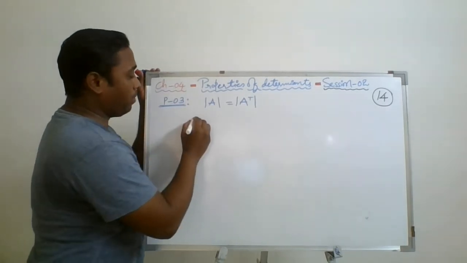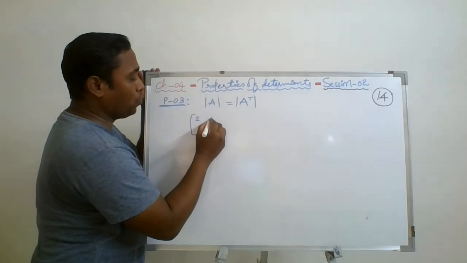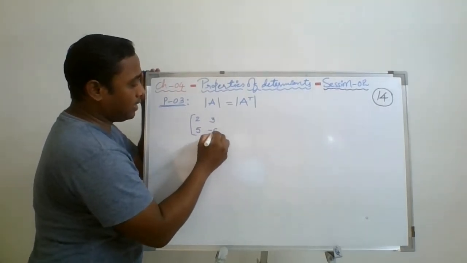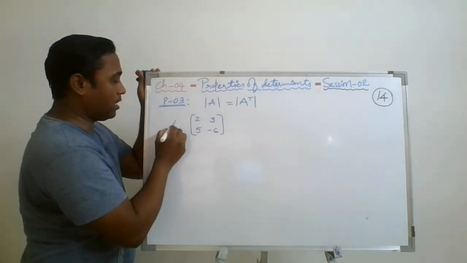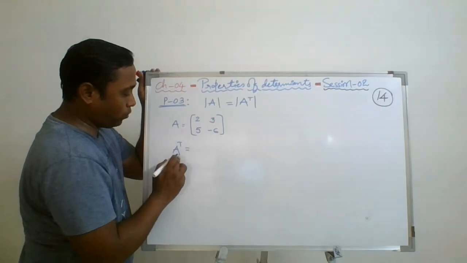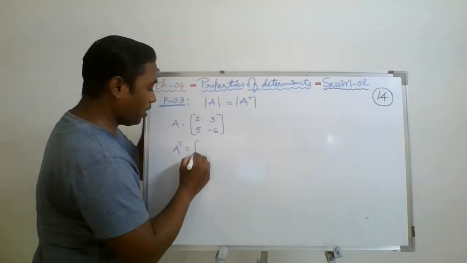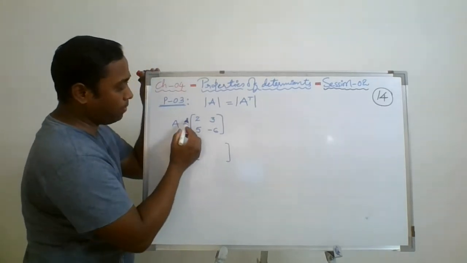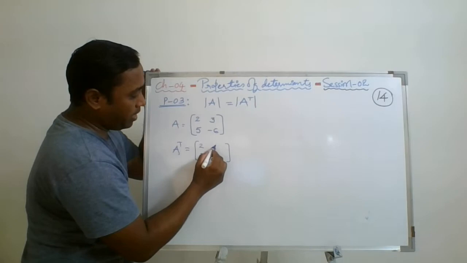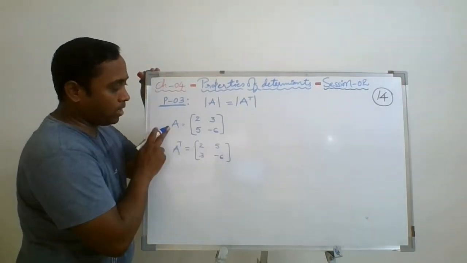Let us take an example to understand this property. For example, I am taking 2, 3, 5 and minus 6. So this is a matrix A. Now I am doing the transpose of this matrix. Transpose means interchanging of rows and columns. I am taking row 1 and writing it as column 1, and the second row becomes the second column. Nothing else. So this is the transpose, and this is the given matrix.